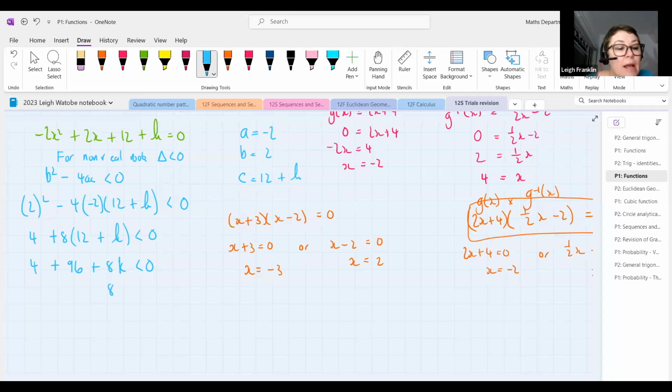So that means that 8k will be smaller than, we're going to take the 4 plus 96, which is 100, over to the other side. So it will be negative 100. And now we're going to divide both sides by 8. So k will be smaller than negative 25 over, divide by 4, divide by 4. So that would be 2.